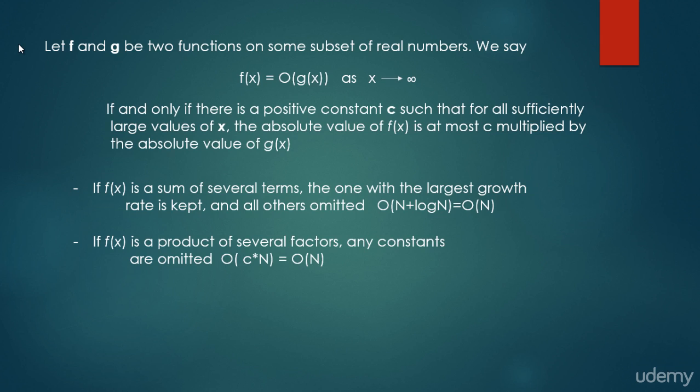And there are two important rules. If f(x) is a sum of several terms, the one with the largest growth rate is kept and all others omitted. For example, we have O(n + log n). Because n is bigger as far as the growth rate is concerned, it is going to be equal to big O of n. And if f(x) is a product of several factors, any constants are omitted. So a constant multiplied by n equals O(n).